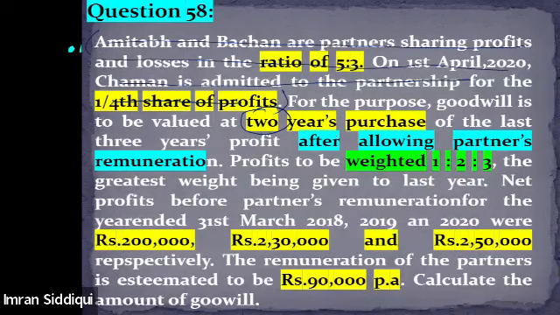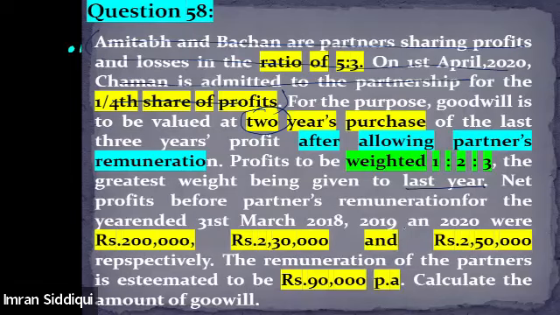2 years purchase of the last 3 years profit after allowing partner remuneration, profit to be weighted 1, 2, 3, the greater weight being given to the last year. Net profit before partner remuneration for the years ended 31st of March 2018, 19 and 20 were 2 lakh, 2 lakh 30,000, 2 lakh 50,000 respectively. Remuneration of the partner is estimated to be 90,000 per annum. Calculate the amount of goodwill.